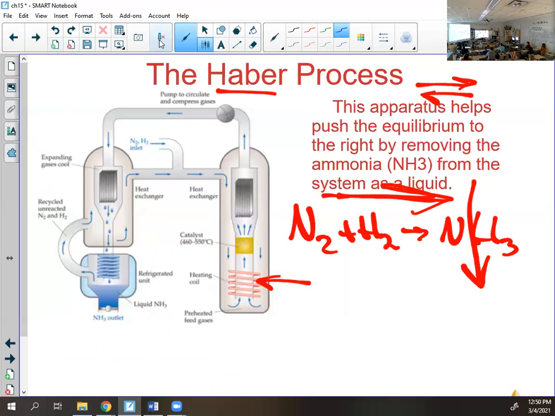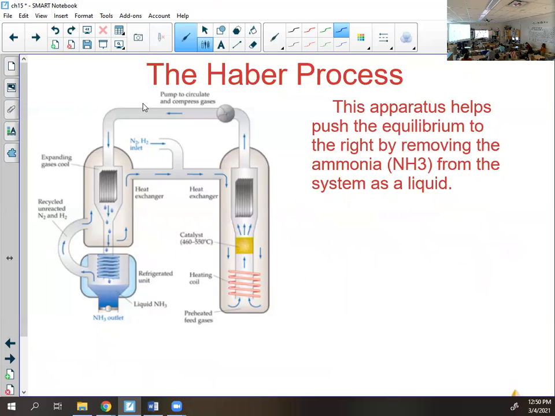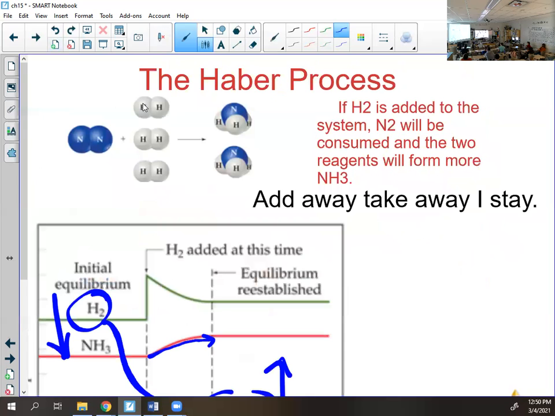All right, now, for the Haber process, temperature matters as well. So just kind of follow me here. This apparatus helps push the equilibrium to the right by removing the ammonia. Oh, never mind. This is not the temperature one yet. Okay, I'll come back to this in a second.